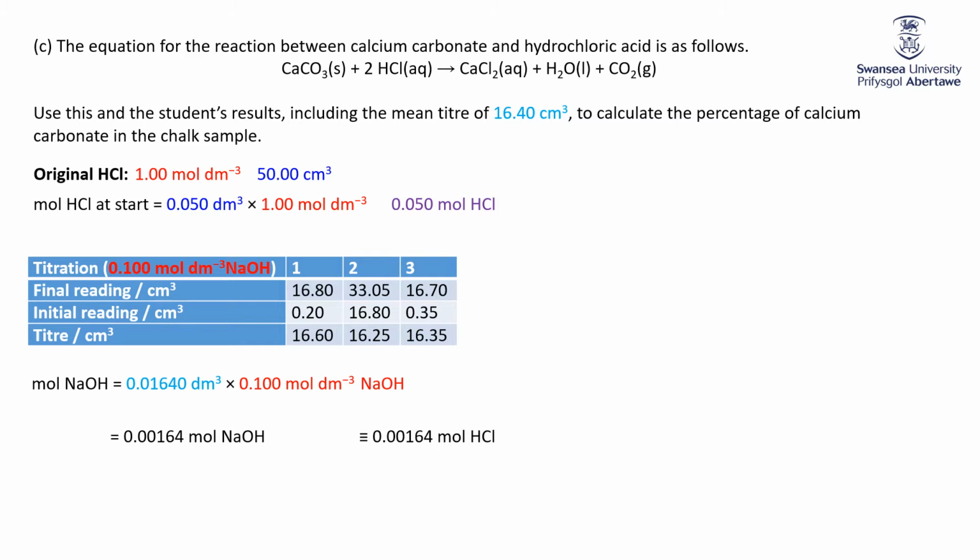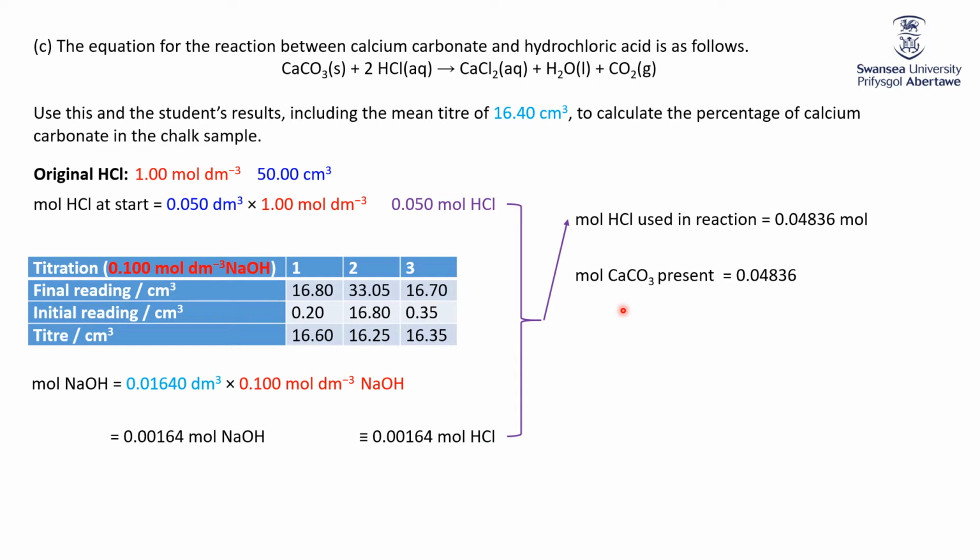So let's put all those together. 0.00164 moles of NaOH will neutralize 0.00164 moles of HCl. So therefore, the moles of HCl used up were the 0.05 minus the 0.00164 that were left. So therefore, the moles of calcium carbonate that were present is the moles of HCl. But remember, each calcium carbonate needs 2 moles of HCl. So therefore, the moles of calcium carbonate is the moles of HCl divided by 2, which is 0.02418 moles of calcium carbonate.